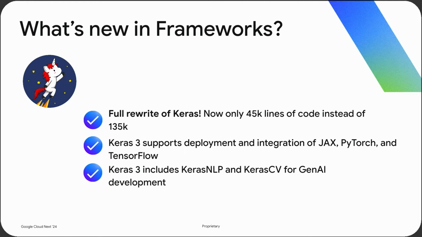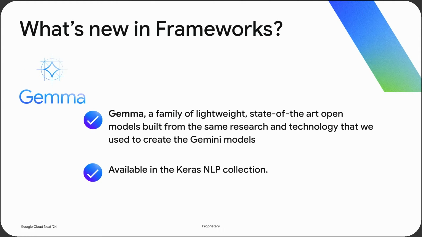The Keras team went through a full rewrite, going from 135,000 lines of code to 45,000 lines of code. Keras 3 is multi-backend, and it allows you to run workflows on top of JAX, PyTorch, and TensorFlow. Keras 3 also includes KerasCV and KerasNLP for generative AI development. KerasCV and KerasNLP are the easiest way to develop state-of-the-art pre-trained models for text and image classification and object detection. And then lastly, Gemma.